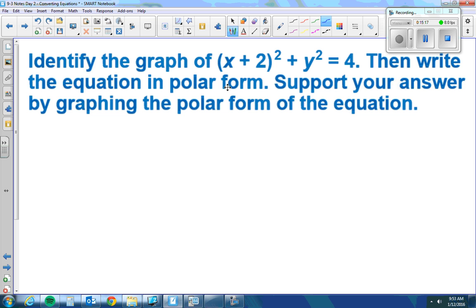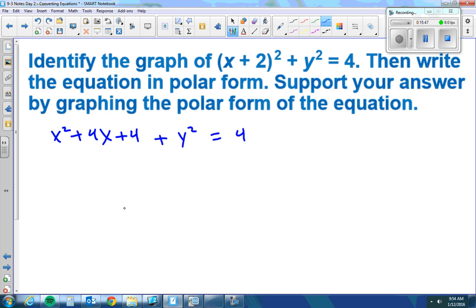What people are messing up on over and over again all day long is thinking that the center is at 2, 0, and it's not. It's a negative 2, 0. So let's do the algebra. It's actually not that bad. If you FOIL this out, you get x squared plus 4x plus 4, and then plus y squared. And then bring down the equals 4. Okay? We're just simplifying.